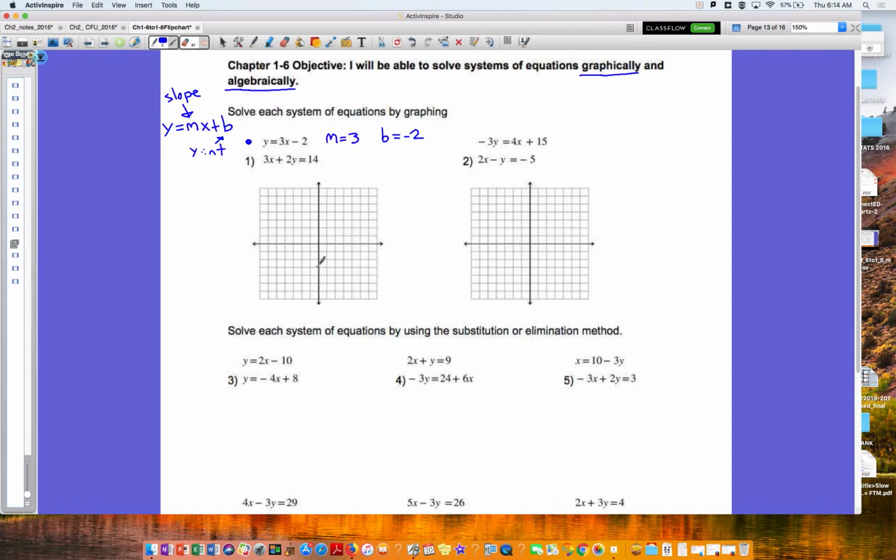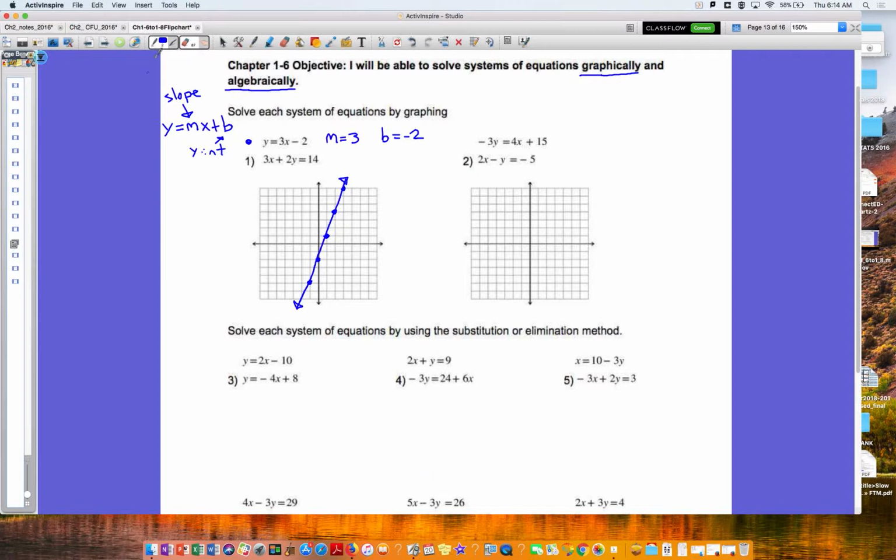So here I'm starting at -2. So I'm going up 3 to the right 1, up 3 to the right 1, up 3 to the right 1. Now I can go down 3 to the left 1, so I can get all the points. I have a nice solid line because we do have the equals. These are all just equal equations. And I got my first line.